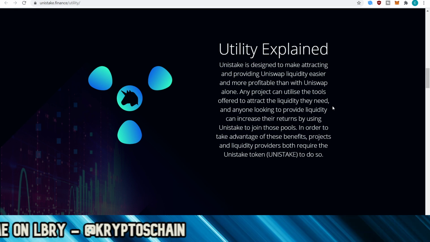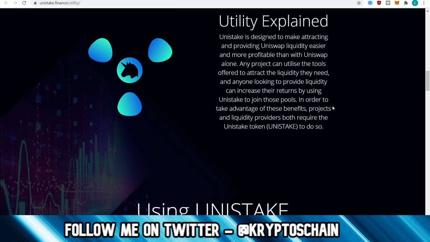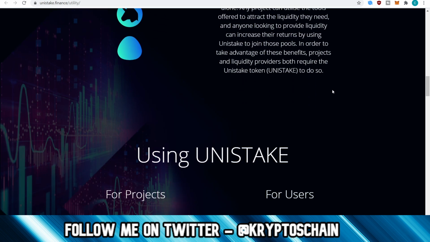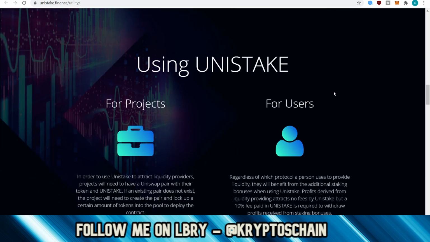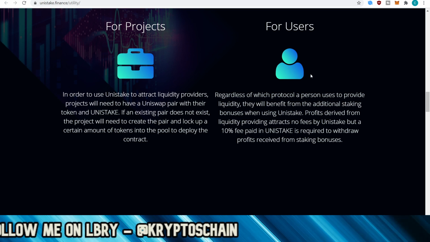Any project can utilize the tools offered to attract the liquidity they need, and anyone looking to provide liquidity can increase their returns by using Unistake to join these pools in order to take advantage of the benefits. Projects and liquidity providers both require the Unistake token to do so. So this is why it's important to have the Unistake token in order to take advantage of this benefit. And this is where the utility comes into play.